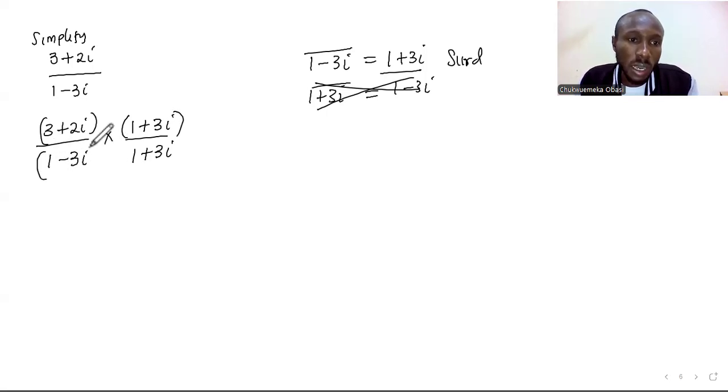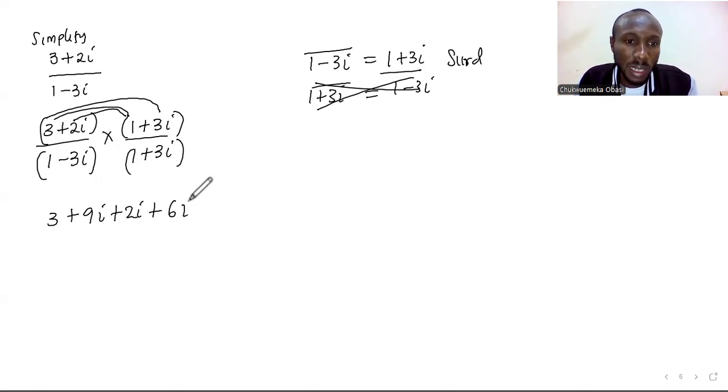You know that. And if you look at the denominator, we have difference of two squares. Whenever you rationalize, that stuff you rationalize with becomes a difference of two squares. Like you can see, this is 1 minus 3i, this is 1 plus 3i. That's difference of two squares, right? So let's go ahead and multiply these out. 3 multiplies 1, you have 3. 3 multiplies 3i, you have 9i, right? Then 2i multiplies 1, that is 2i. Then 2i multiplies 3i. 2 times 3 is 6i times i is i squared.